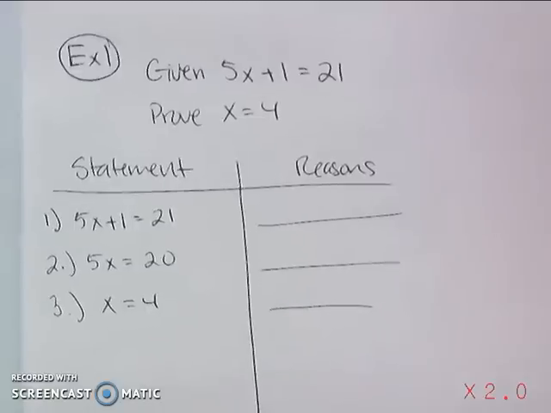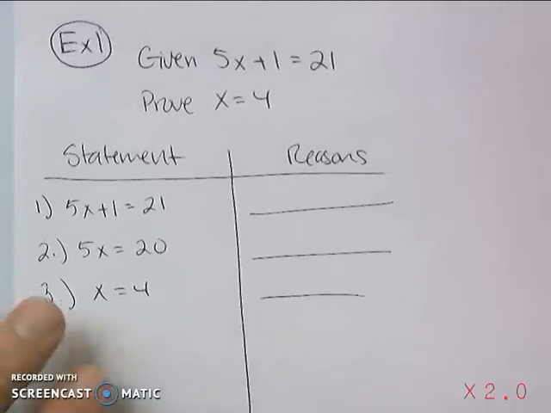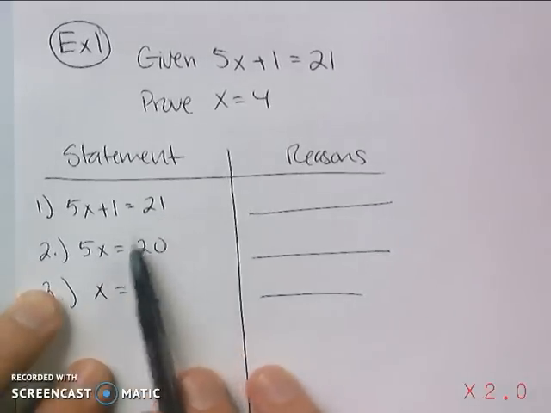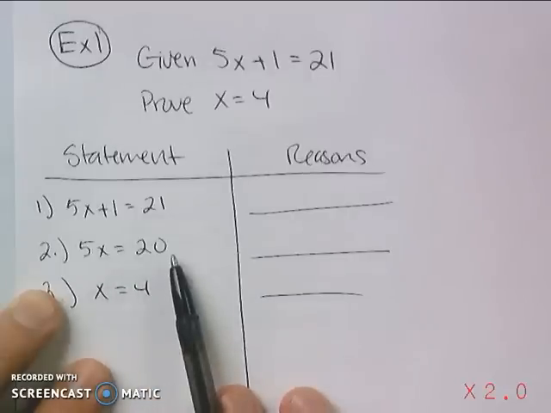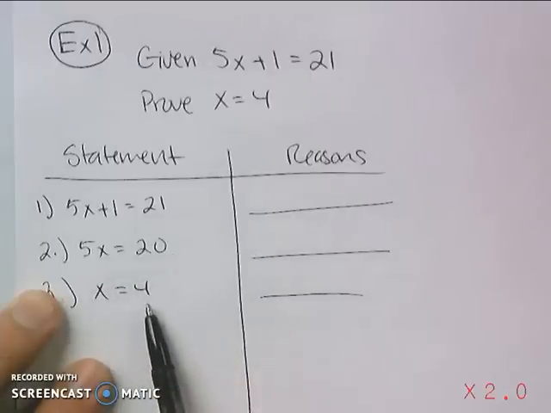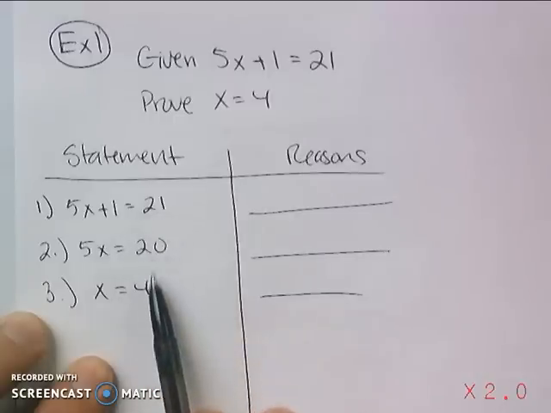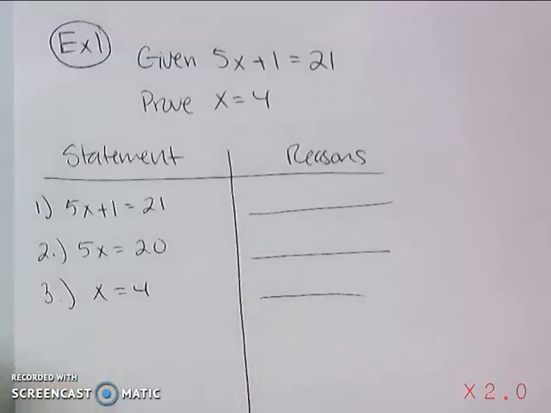Okay, so I've already done some of the work, right? We get 5x plus 1 equals 21. Notice then we become 5x equals 20, and then we get x equals 4. Okay, so that would be the work we would show. Now we want to write the reasons. Now the reasons are going to be all those properties we wrote down.